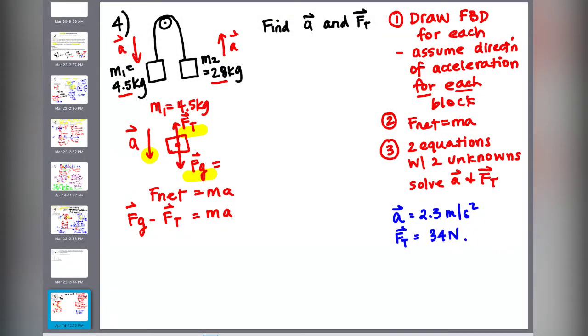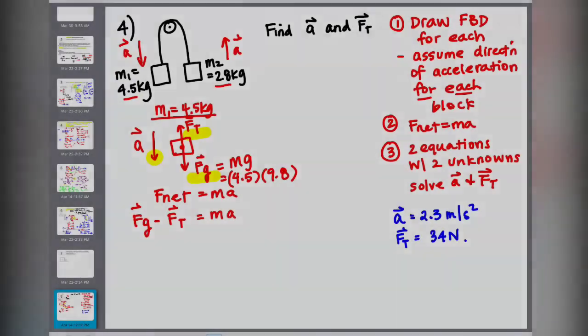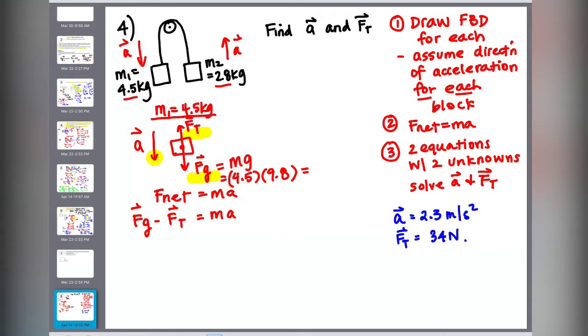So to work out the mg, the FG, remember to multiply it by the mass. This is because it's block 1, 4.5. I'm going to work out 4.5 times 9.8. So it worked out to be 44.1 newtons, and that's my FG. So that means I can plug it into here. Equals the mass, which is 4.5 times A.